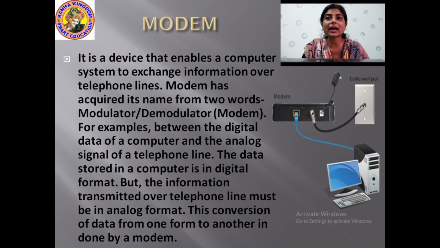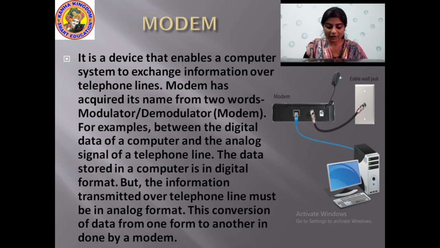The data stored in a computer is always in digital format. But when we receive it through the telephone wire, we get it in analog form. Understood? The information transmitted over the telephone lines must be in analog form. It is written there, as I told you. The data in the computer is in digital form, and the data we receive from the computer will be in analog form.